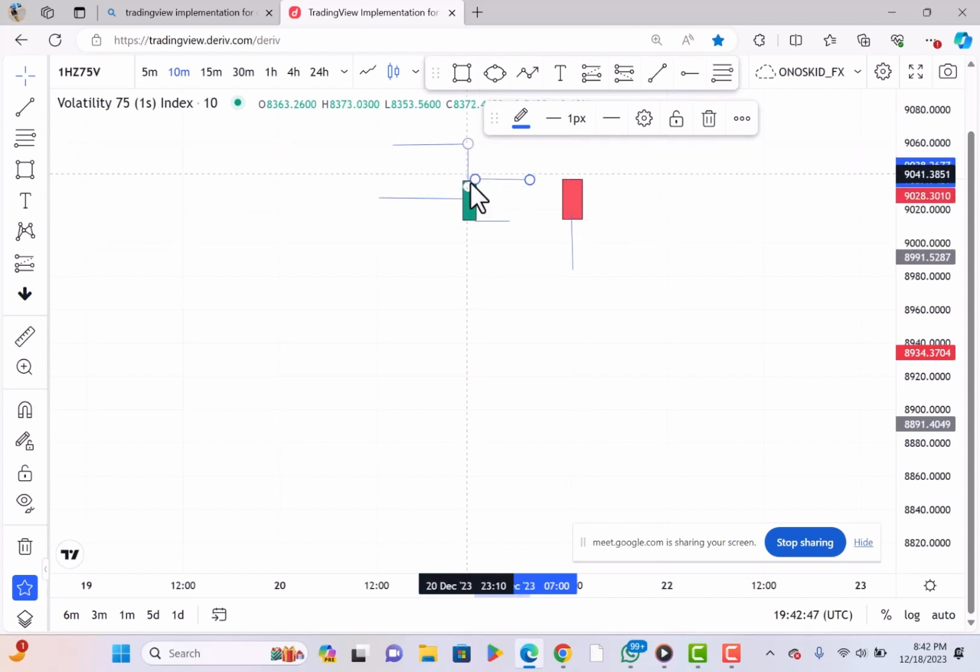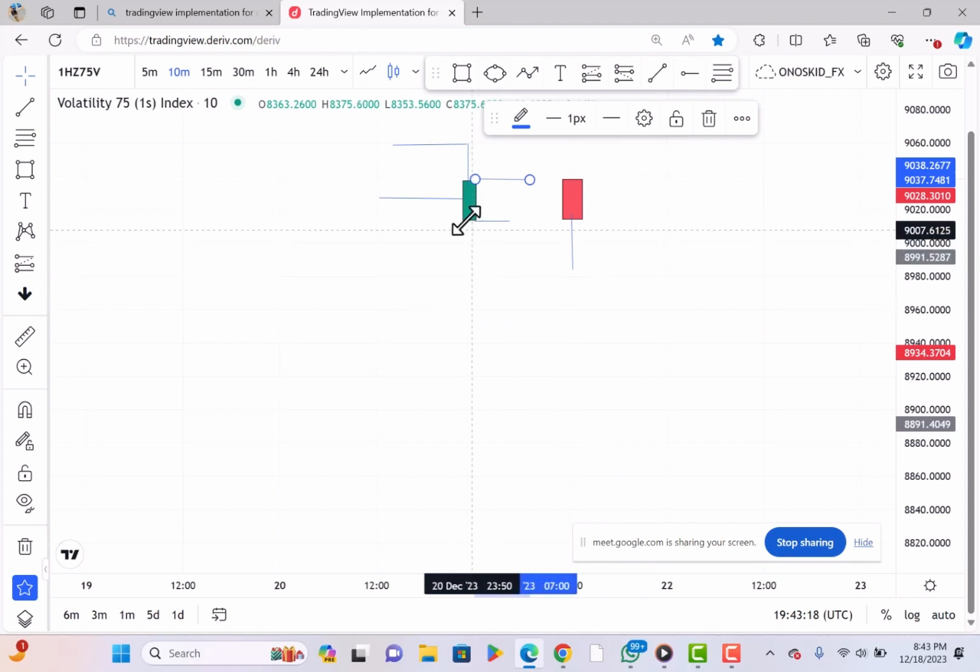Now, this tiny thing you're seeing here is what we refer to as the wick. Now, what is the importance of wick rejection? Wick rejection tells us that there is a presence of an opposing force in that particular battle. There is a presence of an opposing force in that particular market time frame.